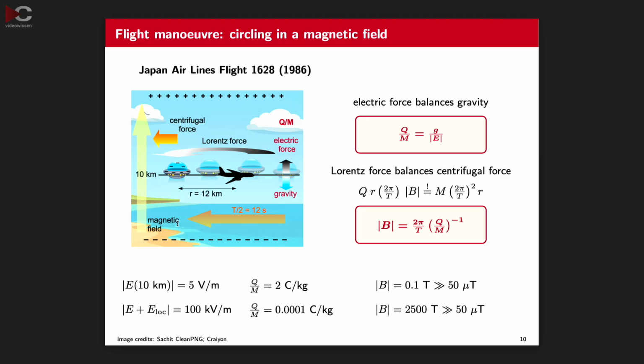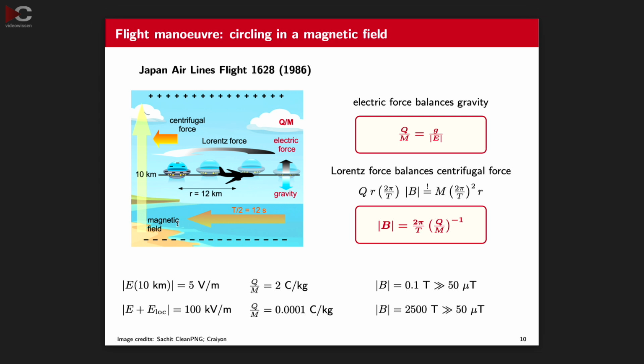How large does it have to be in order to fulfill the requirements that have been reported by the pilots? Let's have a look. So we were traveling at an altitude of 10 kilometers. The electric field there is 5 volts per meter if we just take into account the global electric field. And these pilots said that they encountered a large disk UFO, meaning we have a Q/M ratio of 2 coulombs per kilogram. This amounts to a magnetic field strength of 0.1 Tesla.